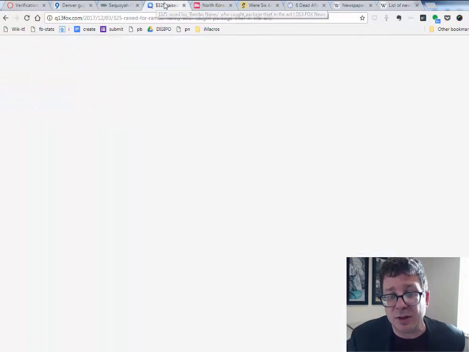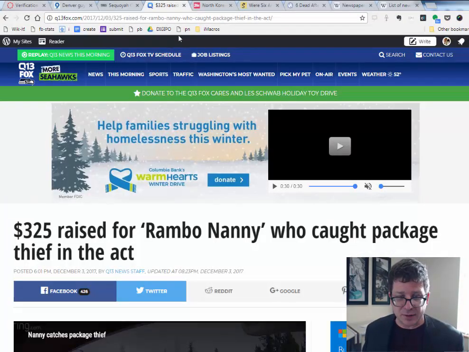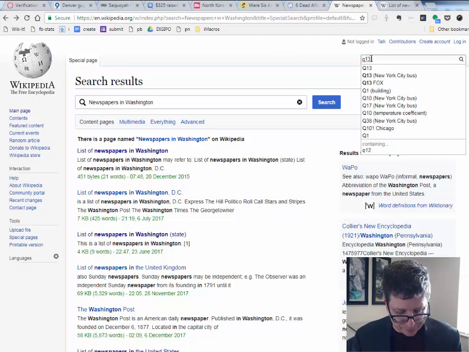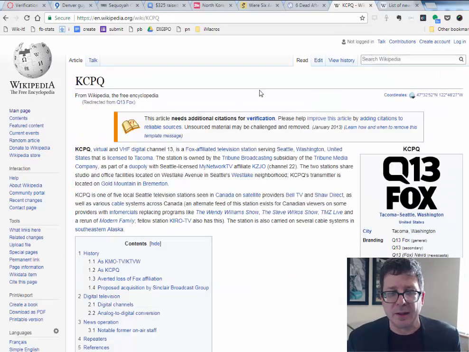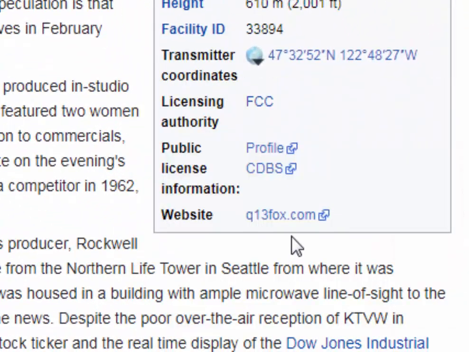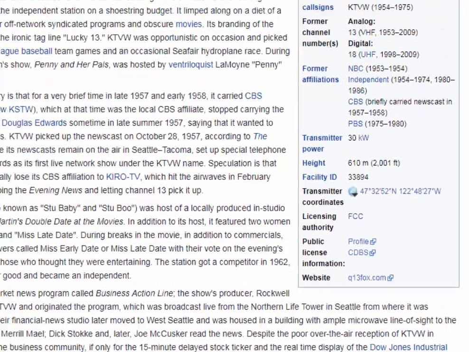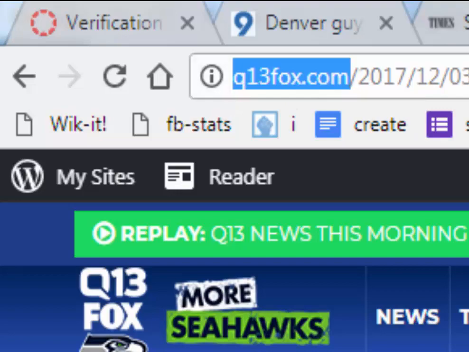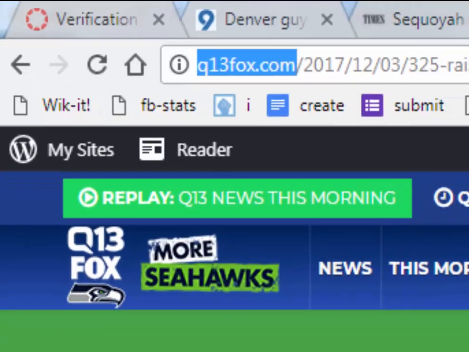Now, on the other hand, you can look at some of these things. This is $325 raised for Rambo Nanny. It's from something called Q13 Fox. And so again, we can go into Wikipedia and we can type in Q13 Fox. And we see that we're redirected here to this KCPQ station. And if we scroll down on the sidebar here and look what the website is, it's q13fox.com, which is exactly the URL here. So this station does exist.